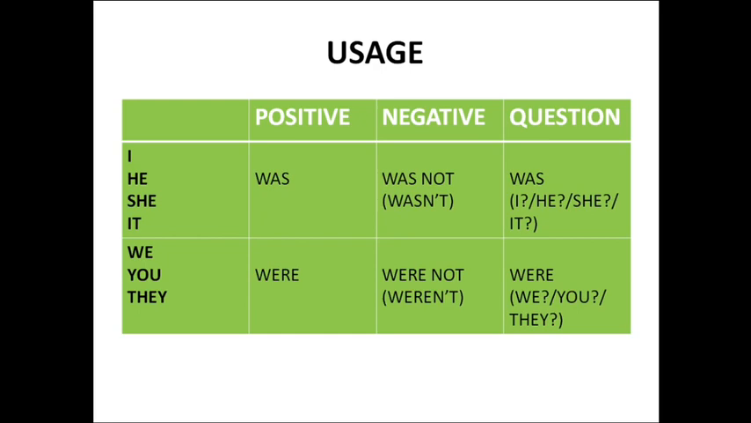Were should be used with we, you, and they. They can be used at two different places. One, when you refer to people, and two, when we refer to plural nouns. For example, when we're talking about a group of dogs nearby, you can say they were barking. And when we refer to some things kept on the table, you can say they were broken.